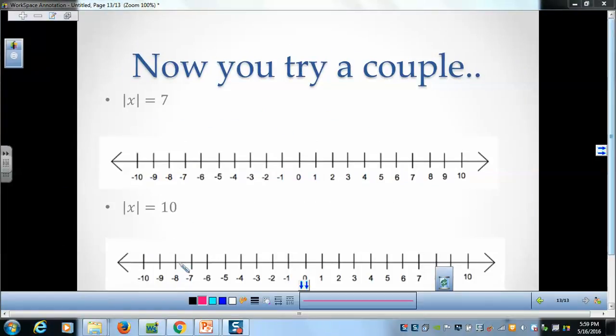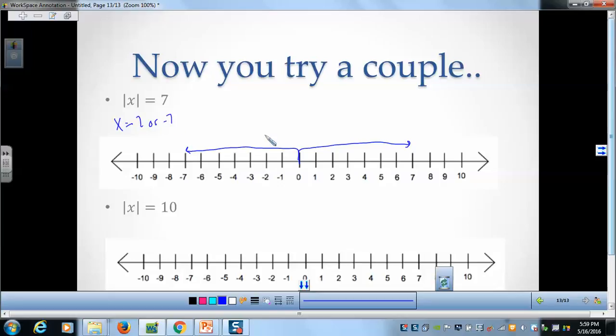Now notice the question here is asking what numbers are a distance of 7 units from 0. So if I go 7 units to the right, I get to 7. If I go 7 units to the left, I get to negative 7. So x could be 7 or negative 7.